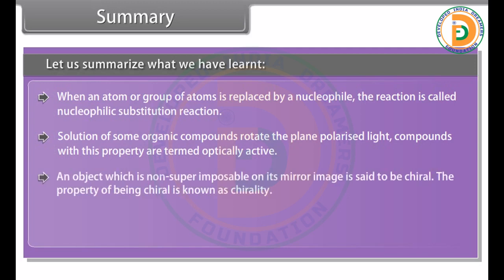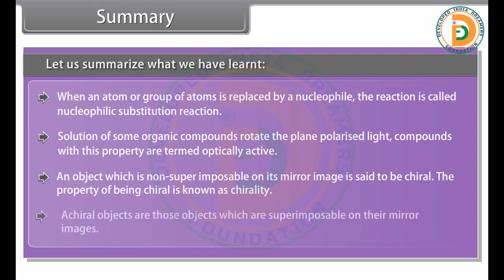An object which is non-superimposable on its mirror image is said to be chiral. The property of being chiral is known as chirality. Achiral objects are those objects which are superimposable on their mirror images.